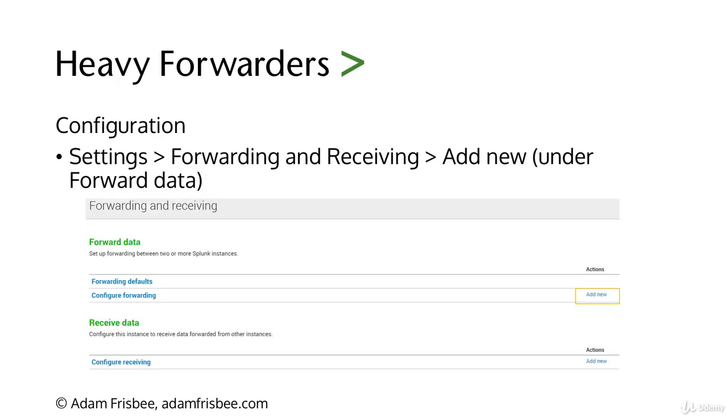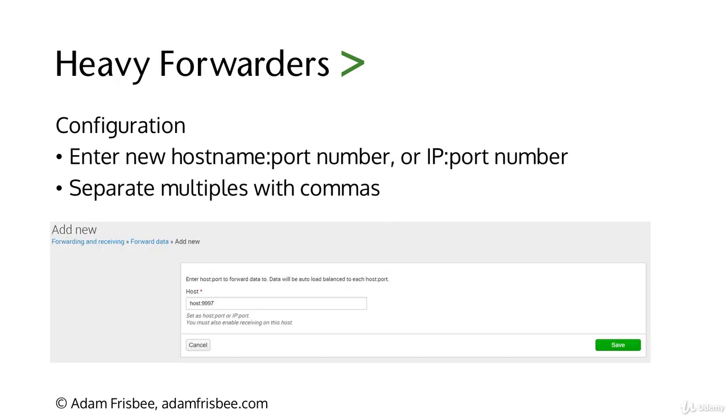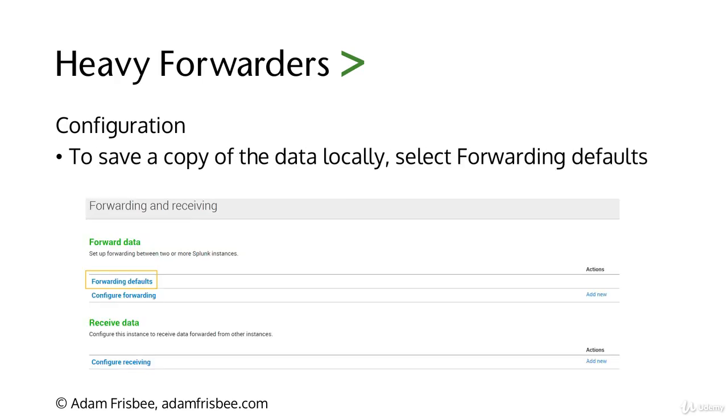Once you install a heavy forwarder, it's pretty easy to set up. You just simply go to Settings, Forwarding and Receiving, and Add New under Forward Data. Once you click Add New, you'll come to this screen where it asks for either a DNS name or an IP plus a port of the indexer or search head to which you want to forward. If you want Splunk to automatically load balance the data to multiple indexers, you can simply list multiple indexers here, separated by commas. You can also save a copy of the data locally.